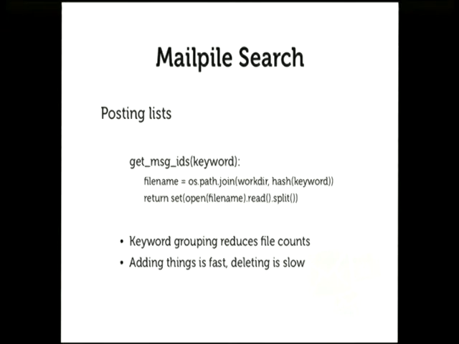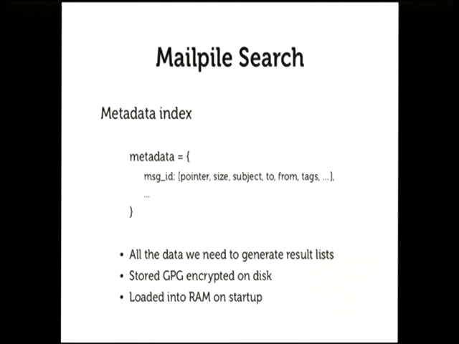This is how you would implement this if you were writing code yourself. Naive implementation, get the message IDs for a given keyword. You generate a file name by hashing the keyword. You open it up, you parse it, and you return a set. In reality, I'm grouping some of the keywords together so that I don't have an infinite number of files. And there are some problems to this. I mean, adding things is easy. Deleting them means I have to go and open all the files and remove stuff, so that's a bit messy.